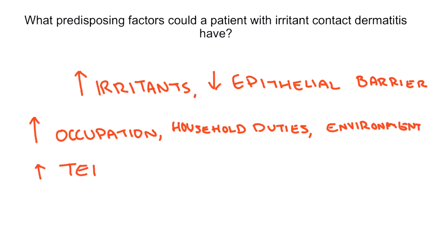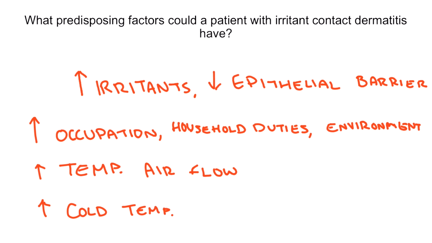Areas with high temperatures and airflow decrease the functionality of the skin barrier, leading to increased penetration of the irritants. Cold temperatures with low humidity increase the amount of water lost through the skin, also increasing susceptibility. So basically, in extreme climatic conditions, there is an increase in the person's susceptibility of irritant contact dermatitis.